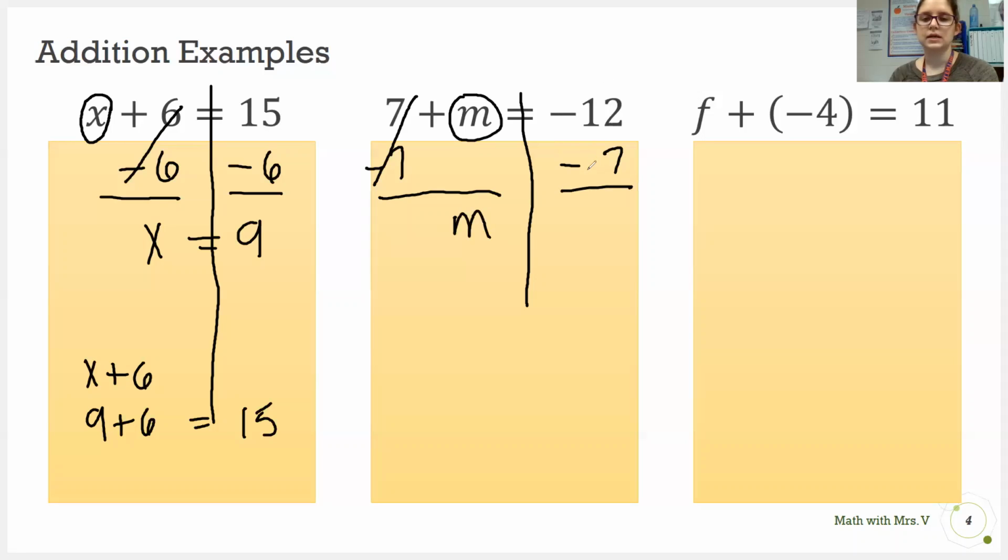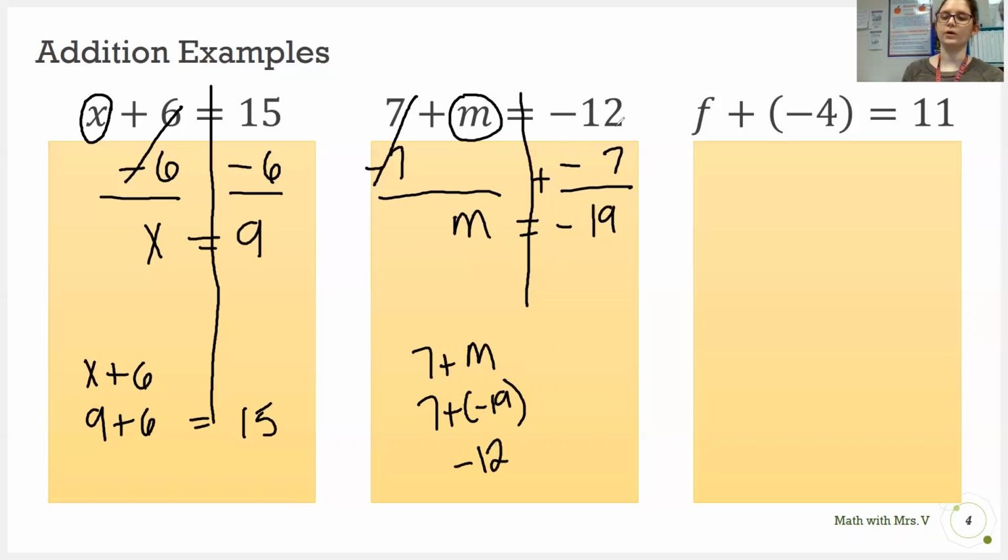Okay, these are the same sign, so we think that we're adding. Same signs add, keep the sign. So negative 12 plus negative 7 equals a negative 19. And we can again replace the m with 19 to check our work, and we get that the answer is indeed negative 12, like we wanted.